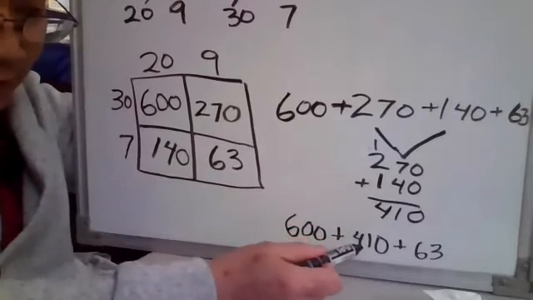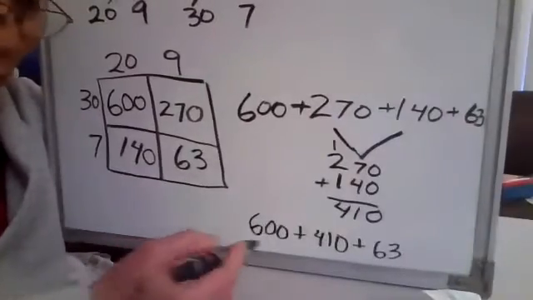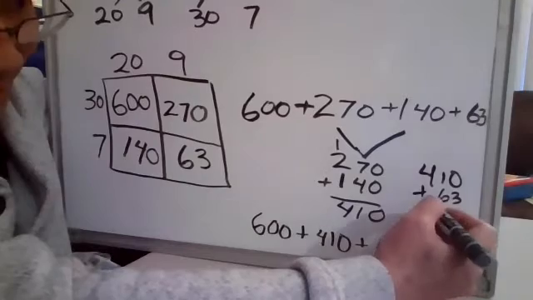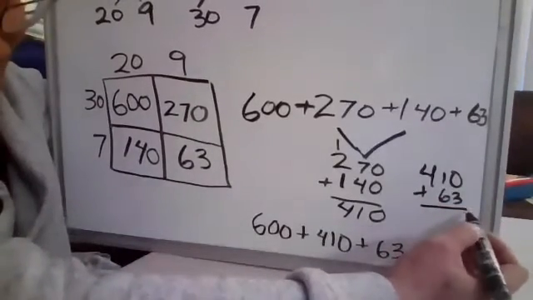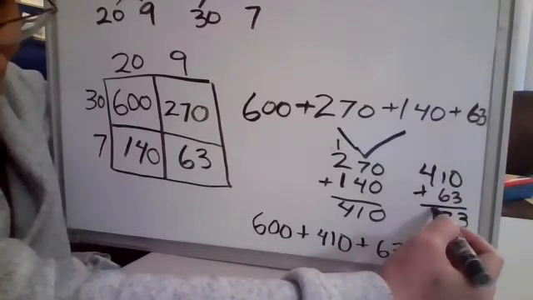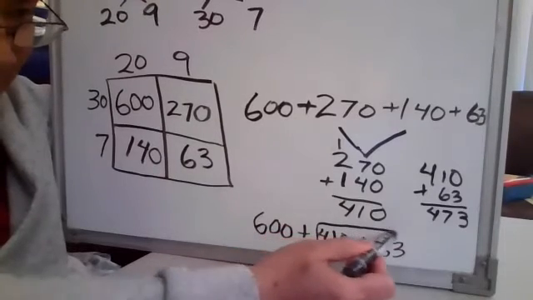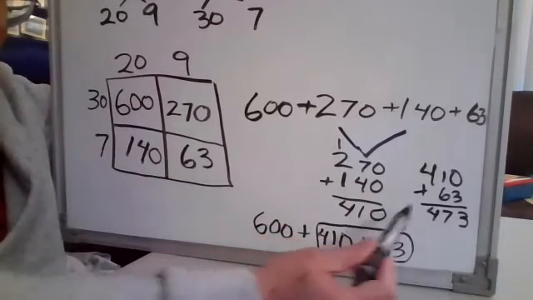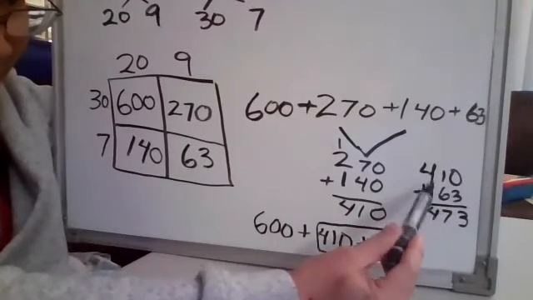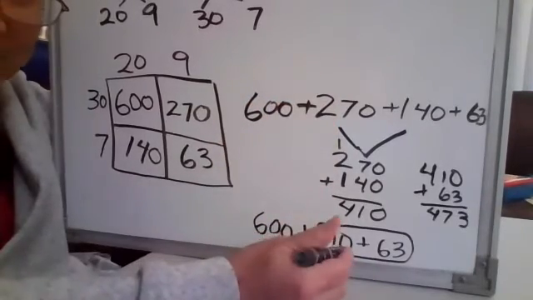Now, what I think I can do next is combine 410 with 63. So let's scoot over. 410 plus 63. This is a big number. 0 plus 3 is 3. 1 plus 6 is 7. And then 4. Bring the 4 down. So now I just combined these numbers. 410 plus 63. 0 plus 3 is 3. 1 plus 6 is 7. And then 4. I'm going to put my new equation up here so it's a little bit easier to see.